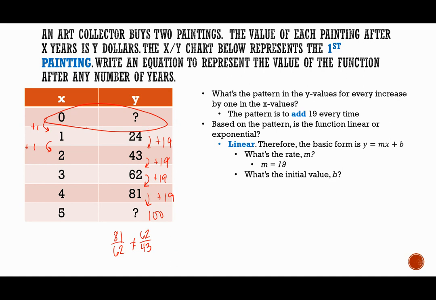If that's the case, I can work backwards to figure out my starting value. What is 24 minus 19? That will tell me my previous y value of 5. So put them together and I have my equation y equals 19x plus 5, right? Y equals mx plus b.